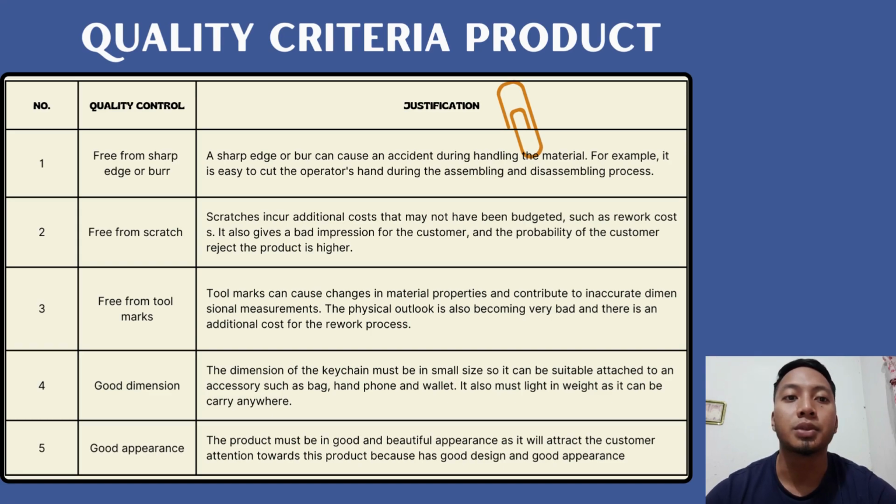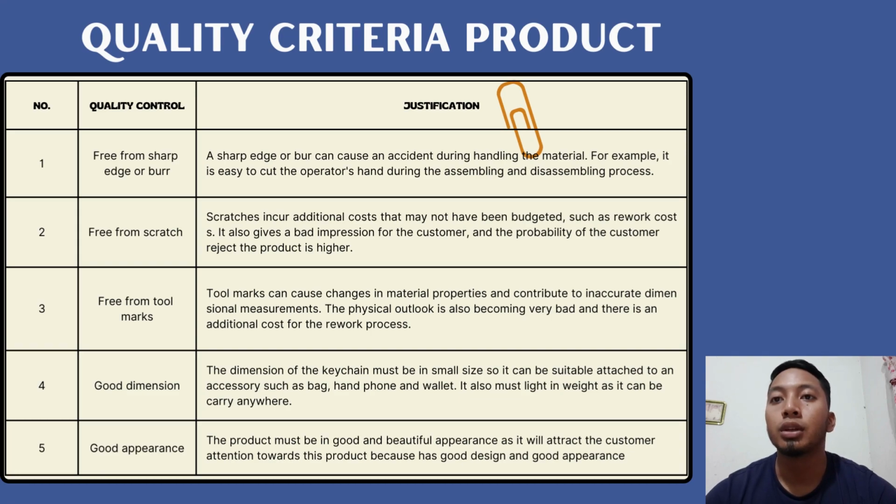Second is free from scratch. Scratches incur additional costs that have not been budgeted, such as rework costs. It also gives a bad impression to the customer, and the probability of the customer rejecting the product is higher. Third is free from tool mark. Tool marks can cause changes in material properties that contribute to inaccurate dimension measurement. The physical outlook also becomes very bad, and there is an additional cost for the rework process.